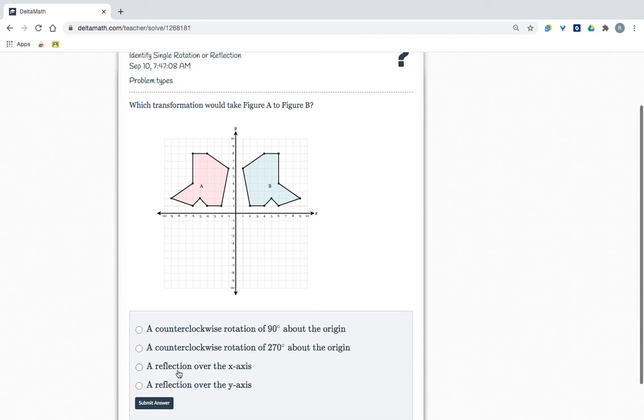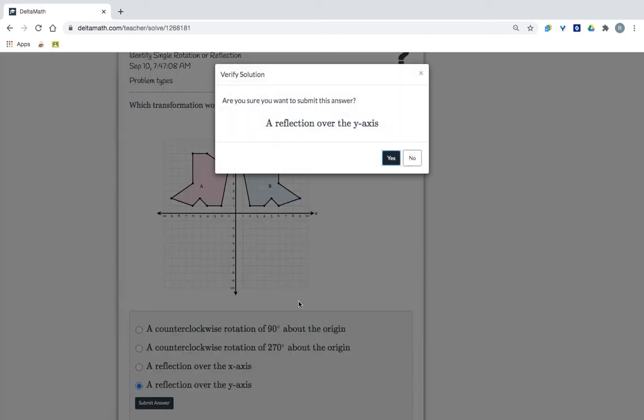This one's pretty obvious. It's just a reflection over the y-axis. But if you didn't know, you'd want to look closely at all the options and think about what would happen on the figure. Let's go ahead and submit that one. Go to the next one.